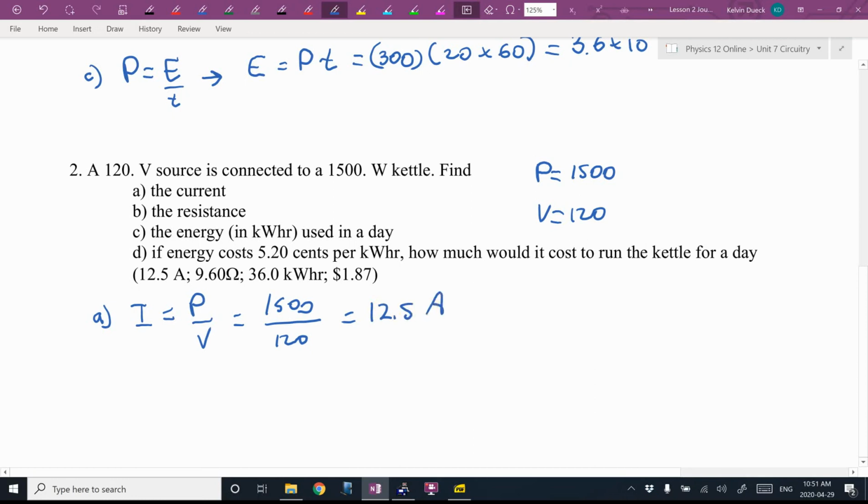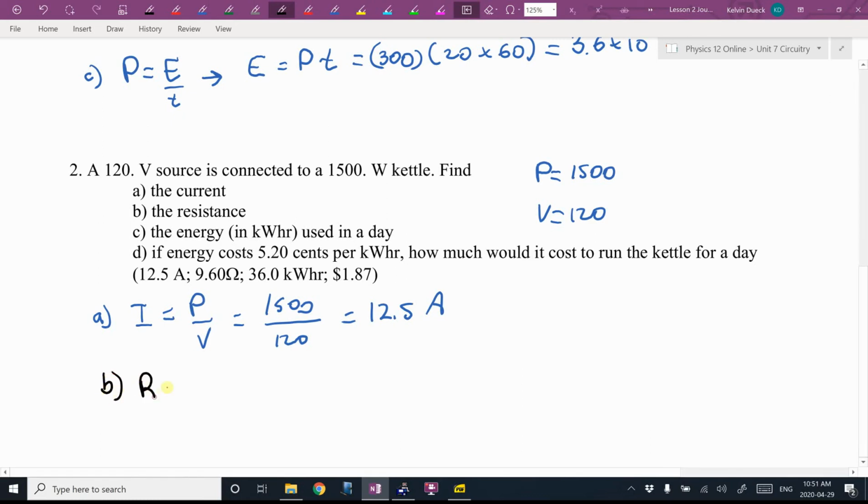What that also means, because a standard outlet can only handle 15 amps, is that if you tried plugging two of these kettles into the same outlet, you'd blow the breaker. So if you've ever blown a breaker before, it's because you were asking too many amps from that outlet.